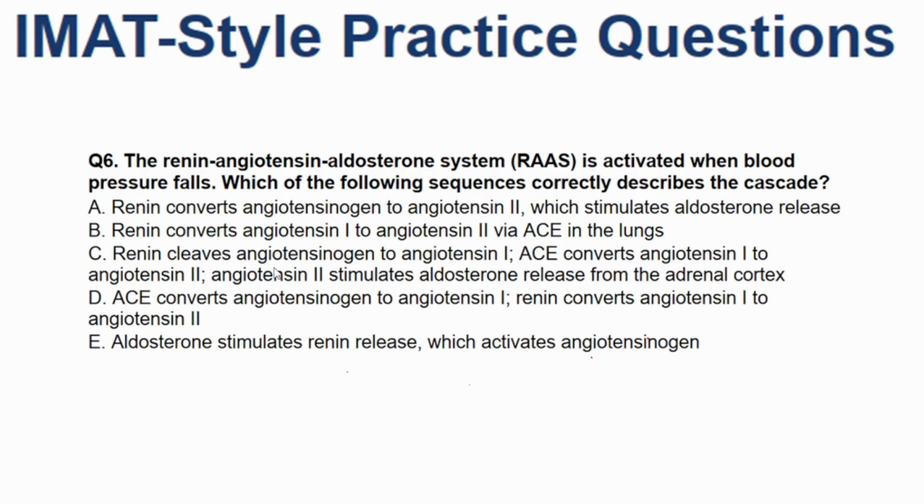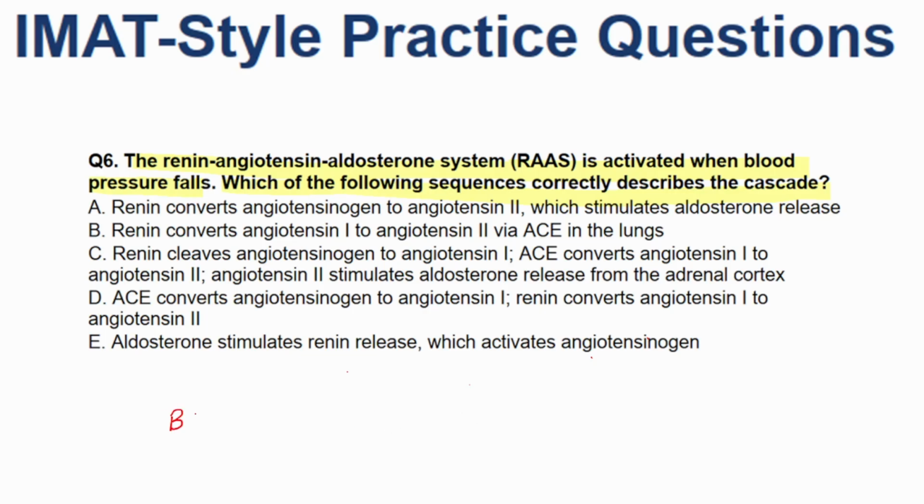Let's break down question 6, which tests your understanding of the hormonal regulation of blood pressure via the endocrine cascade known as RAAS. The question reads, the Renin-Angiotensin-Aldosterone system is activated when blood pressure falls. Which of the following sequences correctly describes the cascade? To clearly get the answer and explanation, first let's talk about what happens when our blood pressure or blood volume drops.